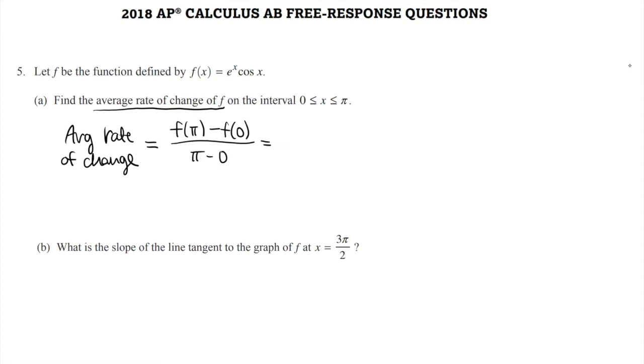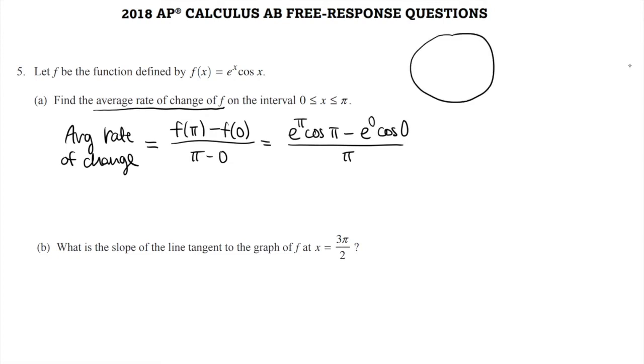So f of pi is e to the pi cosine pi minus f of 0, e to the 0 cosine 0, all over pi. Now, thinking about cosine, I always go back to the unit circle. So here's my poorly drawn unit circle. Remember, cosine is the x-coordinate of points on the unit circle. So at 0, our cosine is the x-coordinate, which is 1. And at pi, our cosine is the x-coordinate, negative 1.